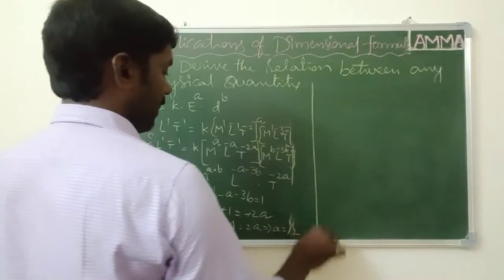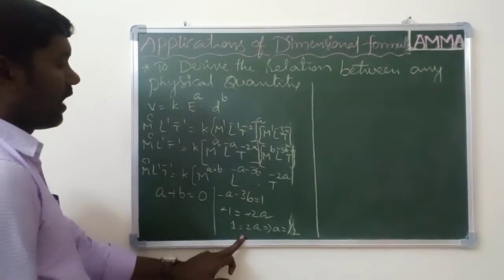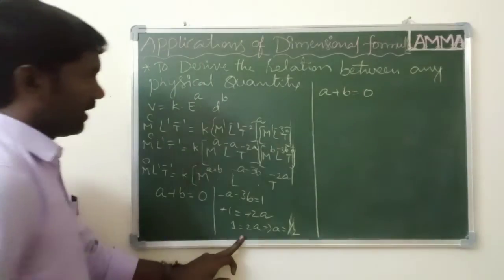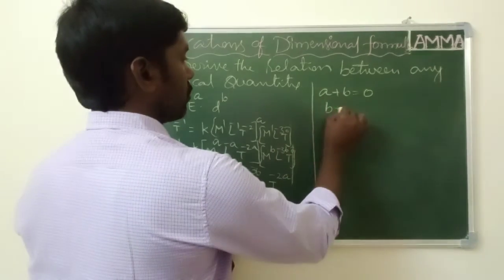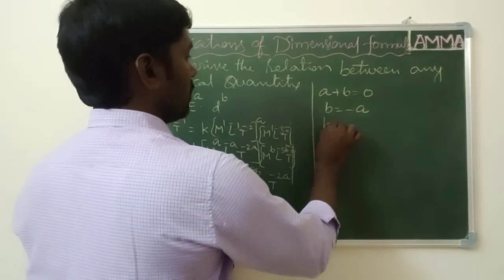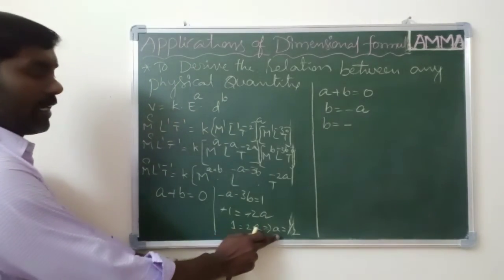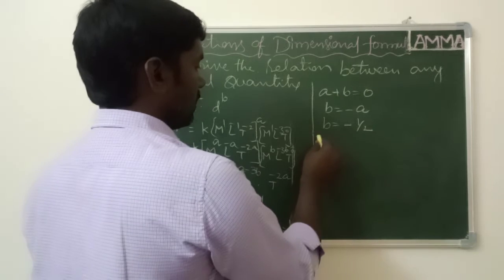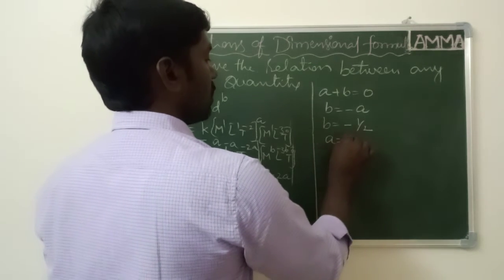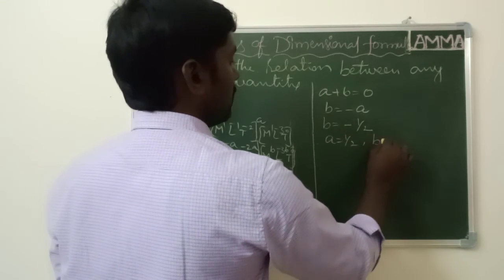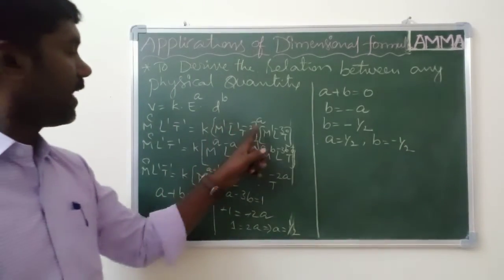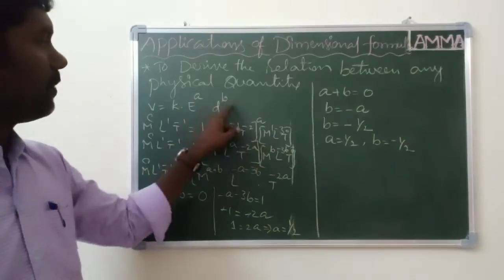So we found the a value here. Then a plus b is equal to 0, we got here. Then b is equal to minus a. Already we got the a value, we found the a value here. Substitute here 1 by 2. Students, in this case we found that a is equal to plus 1 by 2 and b is equal to minus 1 by 2. We got the values. So we required a and b values only.